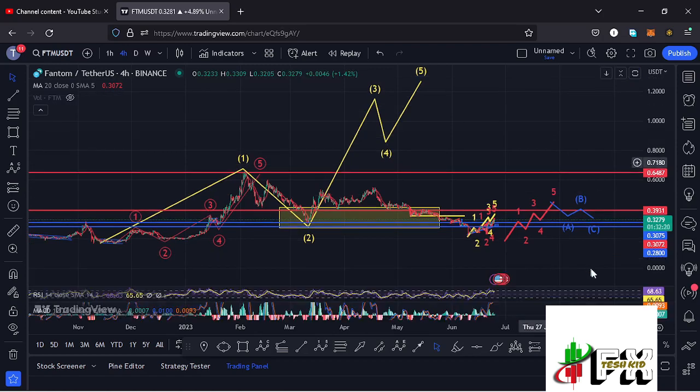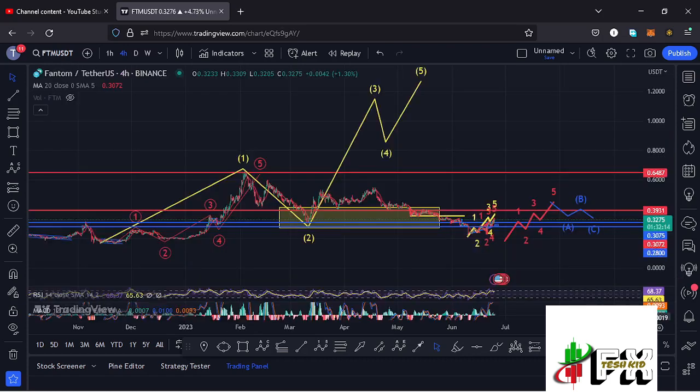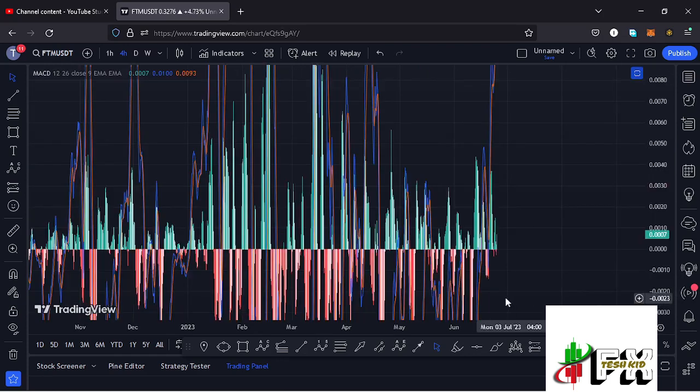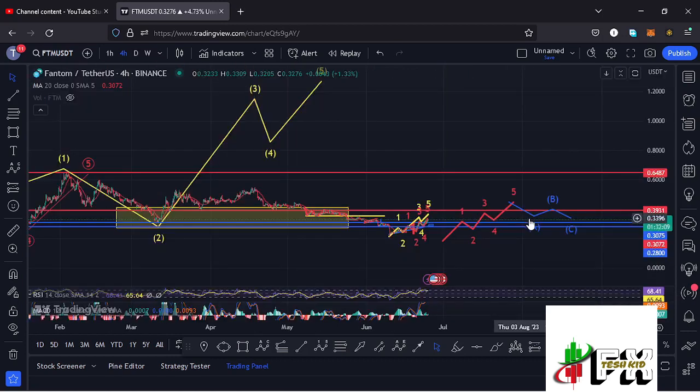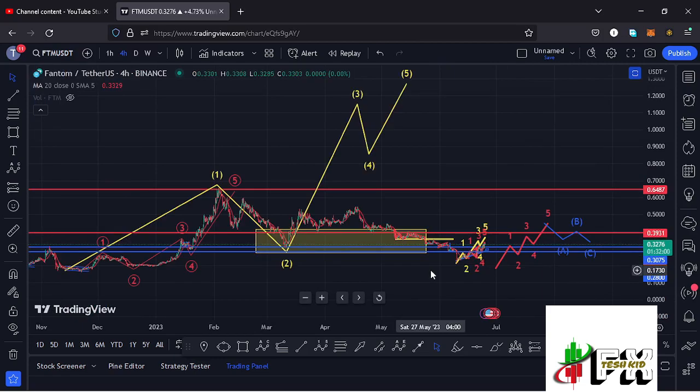And also taking a look at the indicators on the 4-hour RSI, we are trading at around the 63 mark. Also taking a look at the MACD, we have been able to print a bullish cross, fully supporting higher prices. So let's be patient and see how that plays out, and I'll be keeping you updated.